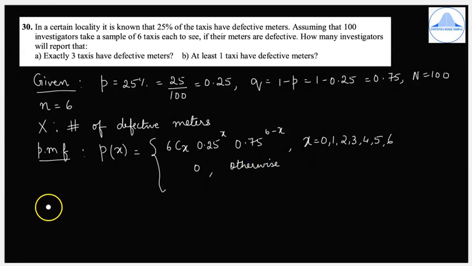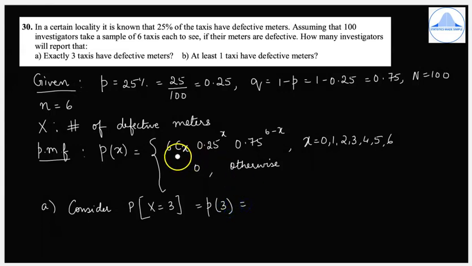Now let me start with the first subdivision. So we have to find how many investigators will report that exactly 3 taxis have defective meters. So let me start with, consider probability of capital X equal to 3, which is equal to P of 3. So now in the PMF, wherever you have x, replace it by 3. 6C3, 0.25 to the power 3, 0.75 to the power 6 minus 3.